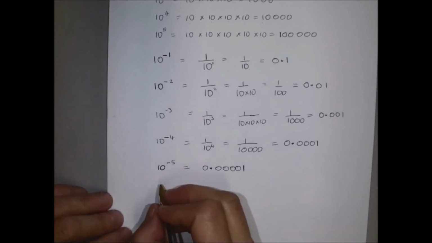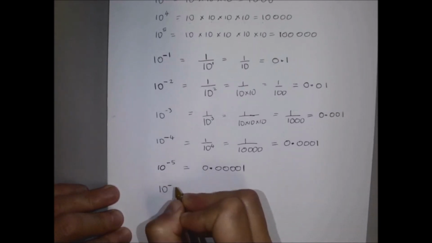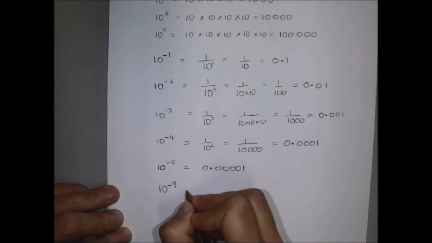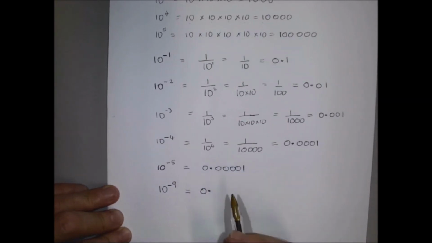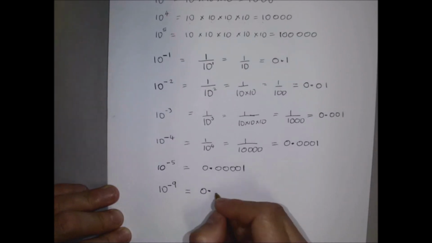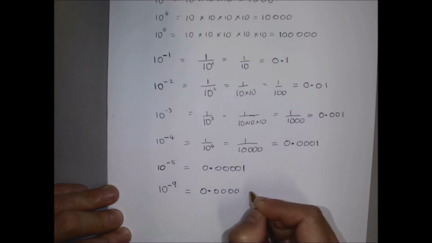So say 10 to the minus 9, that's going to be 0 point. How many zeros am I going to have before I write the 1? 8. I'm going to have 8 zeros from the decimal. 1, 2, 3, 4, 5, 6, 7, 8, and then the 1 on the 9th position after the decimal.